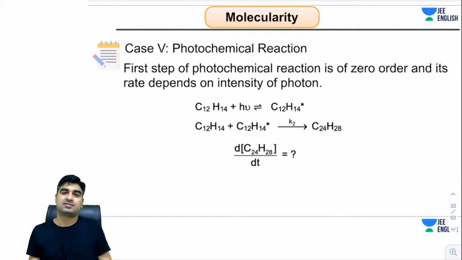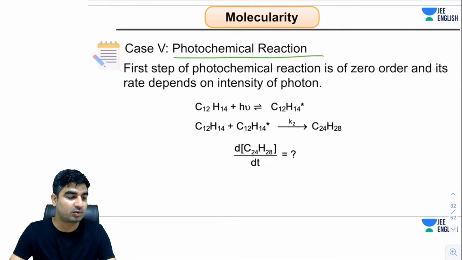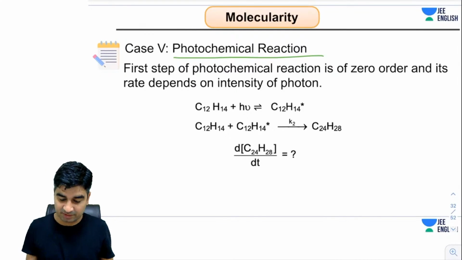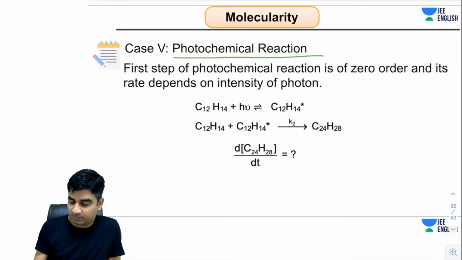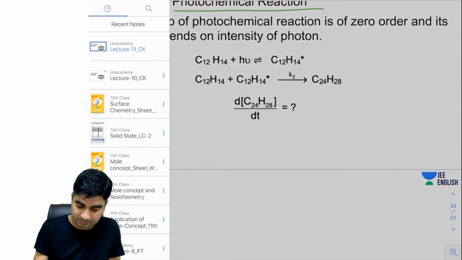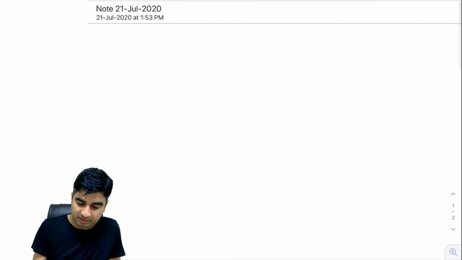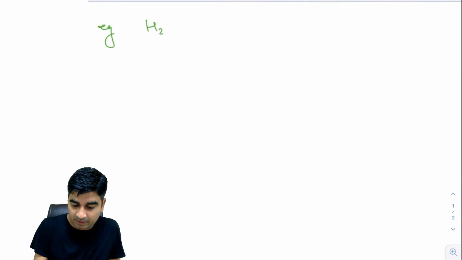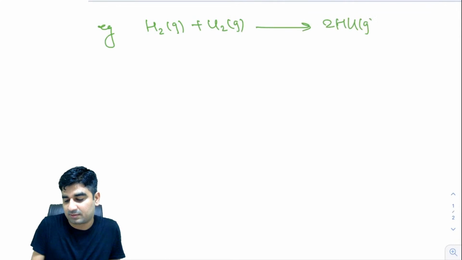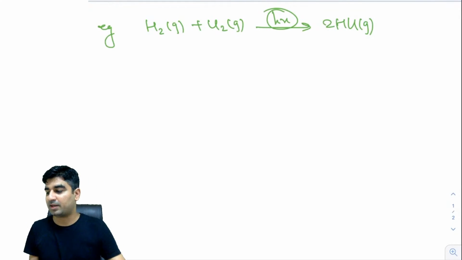Now the next case, photochemical reactions. So the point arises, what are photochemical reactions? Can you guys tell me? Then we will take a problem. So first, let me take one example. H2 gas, photochemical reaction. H2 gas plus Cl2 gas will give you 2HCl gas, and here we write h nu. It is basically photons.